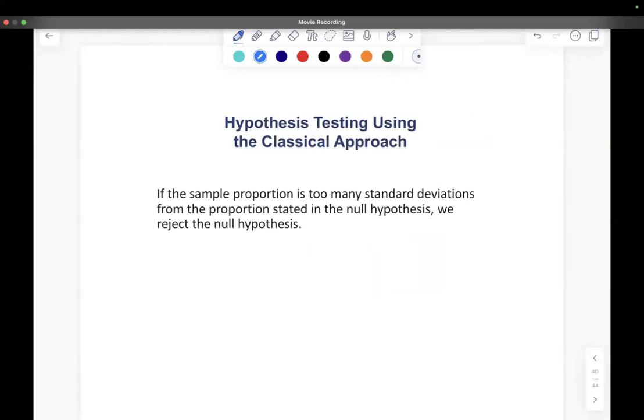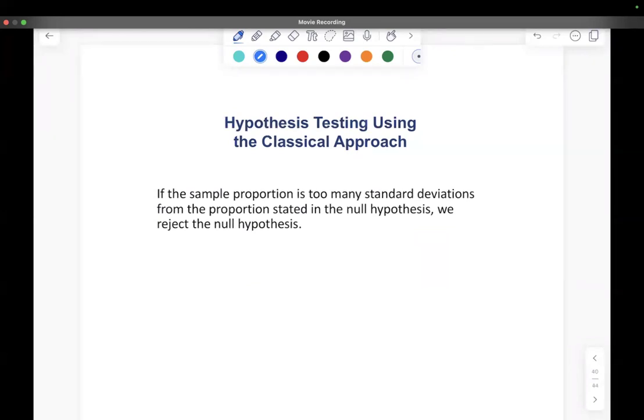So the classical approach: there's two different ways to test your hypothesis. One way is if my sample proportion is too many standard deviations from what we are given in our null hypothesis, then we reject the null. So we have our critical value. You guys remember the critical value? We saw that on the Z table.